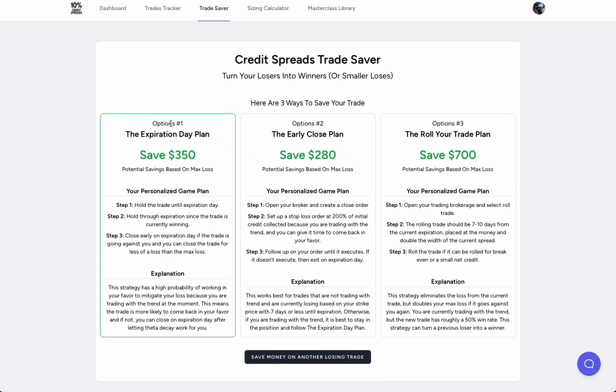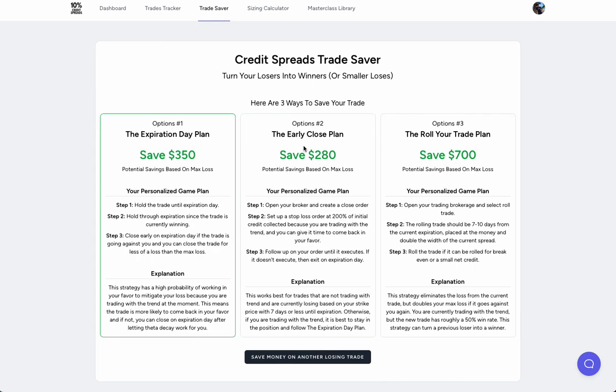Next, option number 2. Again, it's highlighted green because this is your ideal strategy. Option number 2 is going to be your early close plan. Again, this works best for trades that are not trading with the trend and are currently losing. But based on what we're doing, it doesn't look like that, hence why it's not highlighted. But otherwise, it's best to stay in the trade.